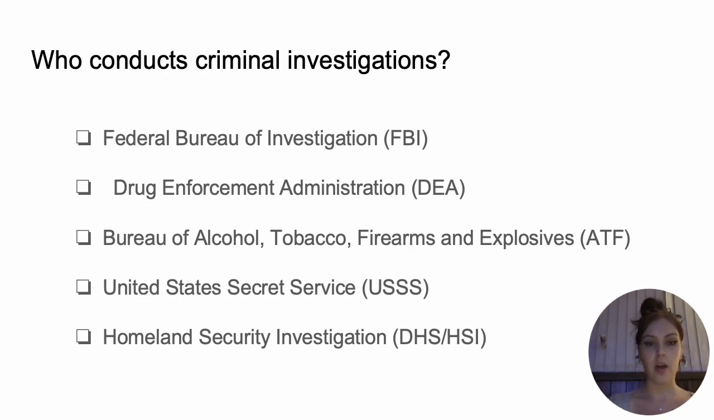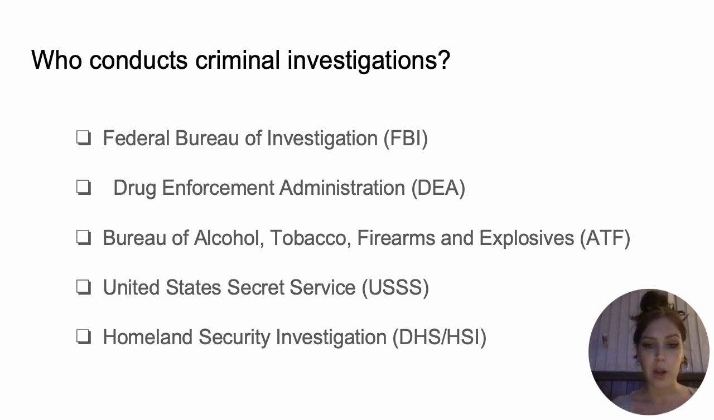On this slide we have who conducts criminal investigations. First and foremost, the Federal Bureau of Investigation, which is the FBI. Everybody has heard of the FBI. We pretty much know what the FBI is. The second one is the Drug Enforcement Administration, the DEA. Again, pretty much everybody knows what that is. It's just used for drug-related crimes.